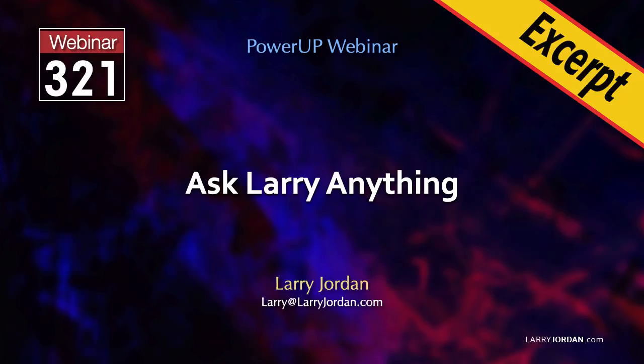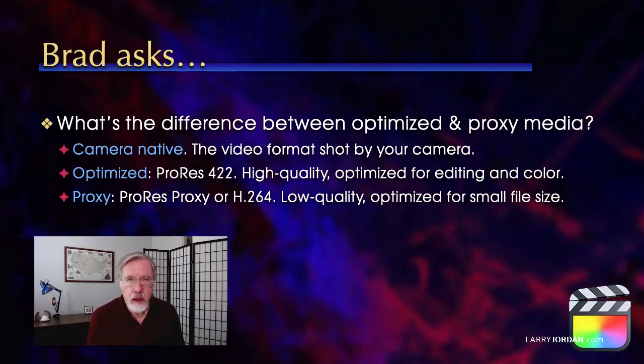In this short video tutorial, I'll explain the differences between camera native, optimized, and proxy media in Apple Final Cut Pro. There are three different types of media inside Final Cut. There's camera native, which is the media that's shot by your camera. Optimized, which is camera native media which has been converted, transcoded into ProRes 422. And proxy media, which is camera native media which has been transcoded or converted into ProRes Proxy or H.264.